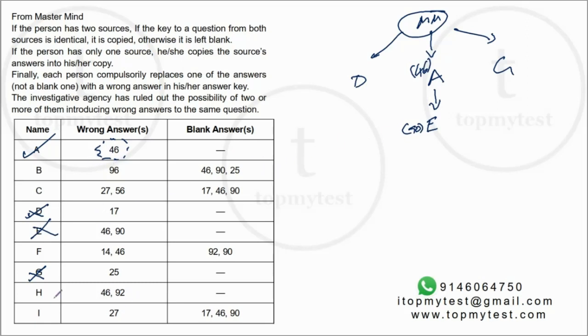Anyone else I can look at? Okay, H. H is also a similar case. He has no blank answers and he has two wrong answers, which means A also gave to H and H introduced 92 as the wrong answer. Okay, so this is nicely progressing over here. Now we can actually trace this 46 and see who took it from whom. Anywhere else you have 46? Okay, you have 46 here. Now I've exhausted all the blanks.